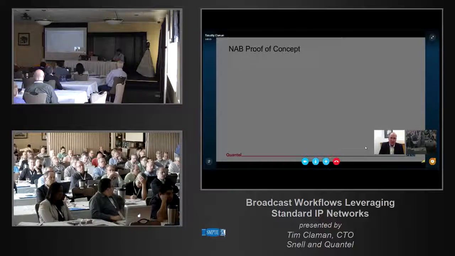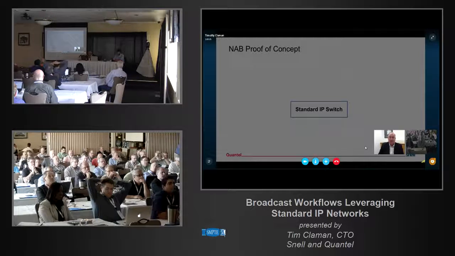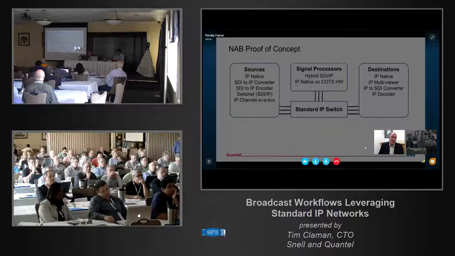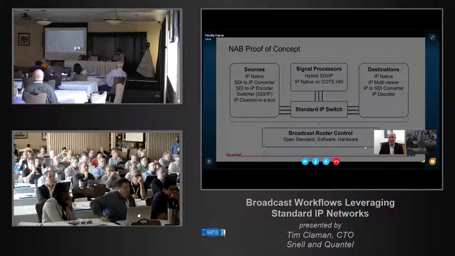We actually demonstrated at the Snell booth a hybrid SDI IP workflow. And we were able to show a variety of IP-enabled equipment and native IP equipment connected around a standard Cisco switch. And I think it was pretty interesting. We had a variety of sources and destinations. We were able to connect IP-enabled and IP-native signal processors. And we were able to control all of this through a standard broadcast router control panel.